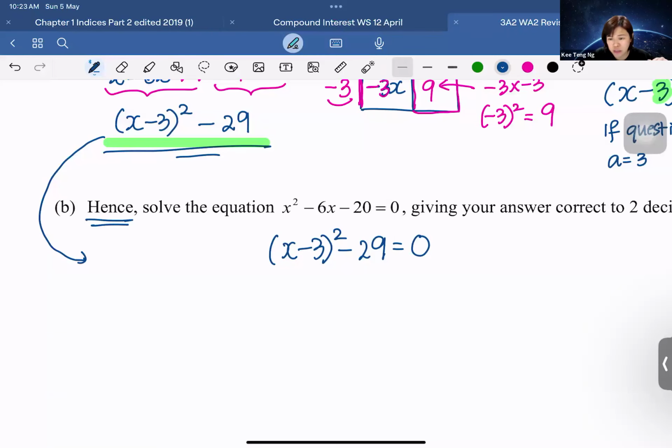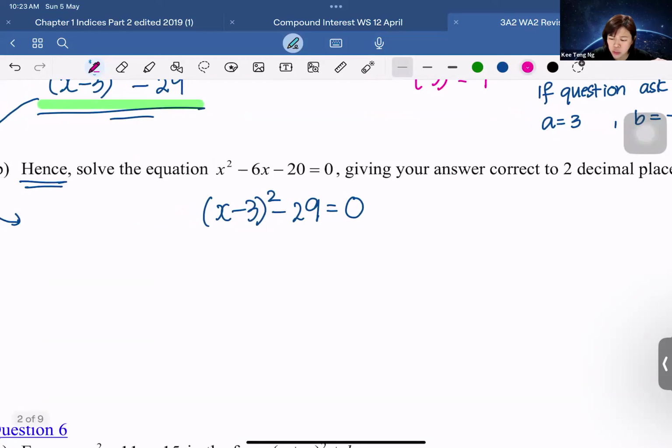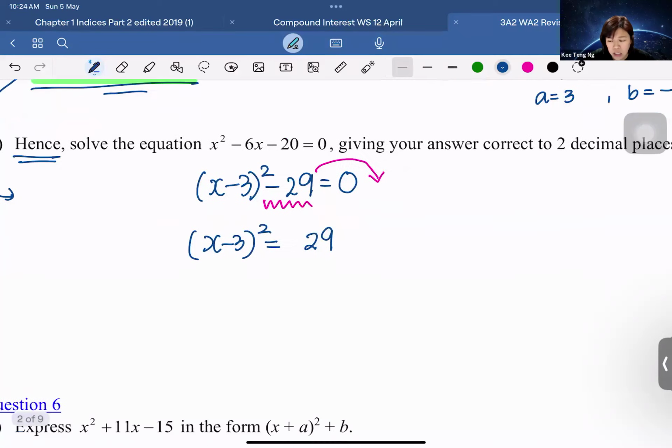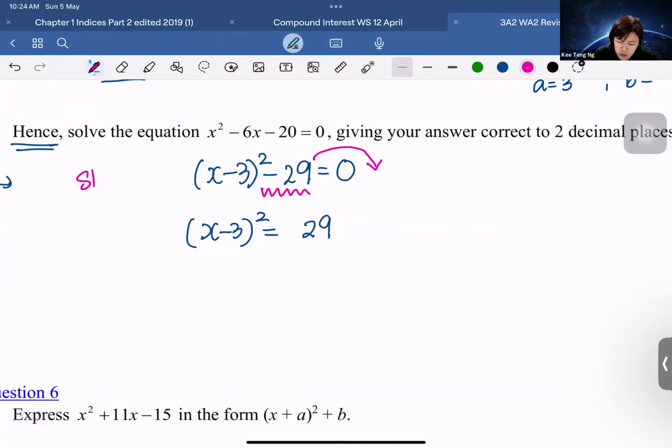Now, how are we going to solve this equation? To solve this equation, first, shift the number over here, this negative 29, to the other side. So bring negative 29 over, then reverse the operation of subtraction and it becomes positive. So x minus 3 whole thing squared will become positive 29. So first step, shift. Second step, I do not want the square over here, right? So I take the square root.